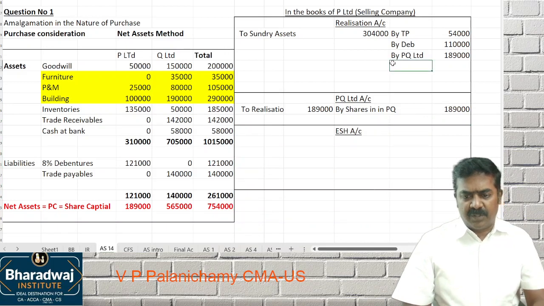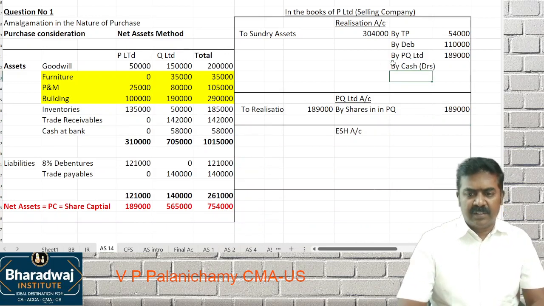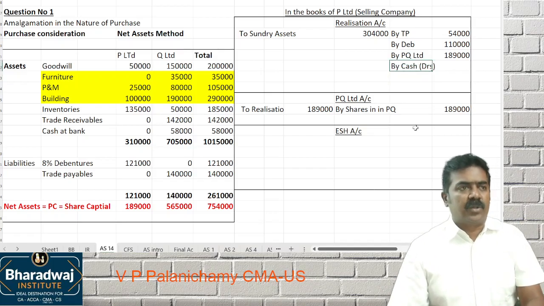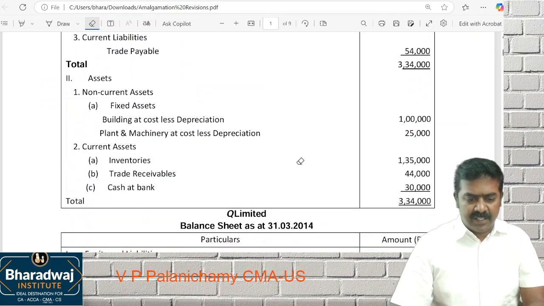Debtors realized in full, it says. By cash. Debtors realized in full. What is the entry for sale of asset not taken over? Cash account debit to realization. Debtors realized in full. What is the amount realized?